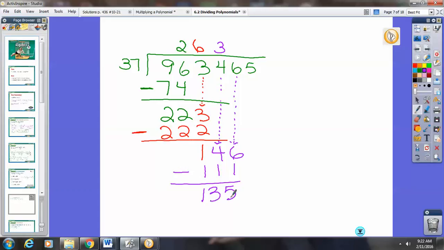Hold on, I think it'll go in there more than 3 times. Wait, you're right. It's 1 minus 1 is 0. Thank you, yes, thank you. 35 was correct. Bring down the next term.